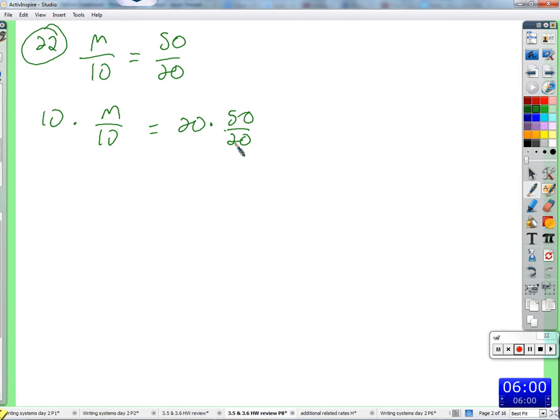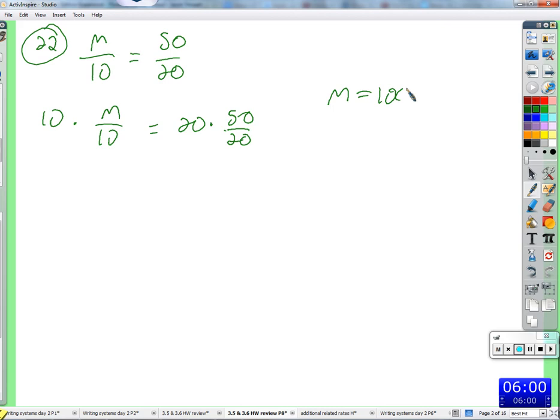I think 10 is better. But also, the way that I would do this problem, I would do 10. So if you had 10 and you got 20, what would you do to the 10 to get 20? Times 2. So 50, and then you do m times 2. And then 50 times 2 is 100. So you think m is 100?